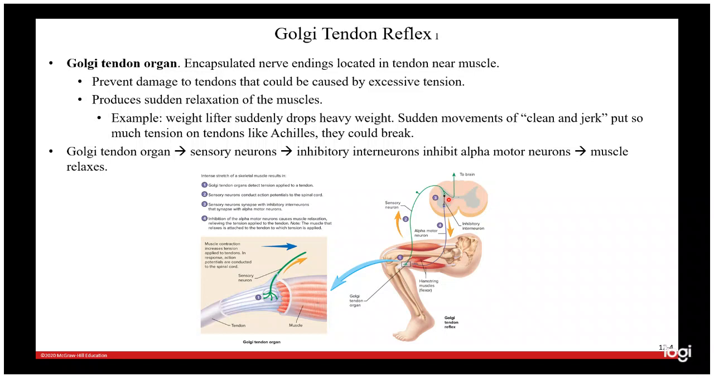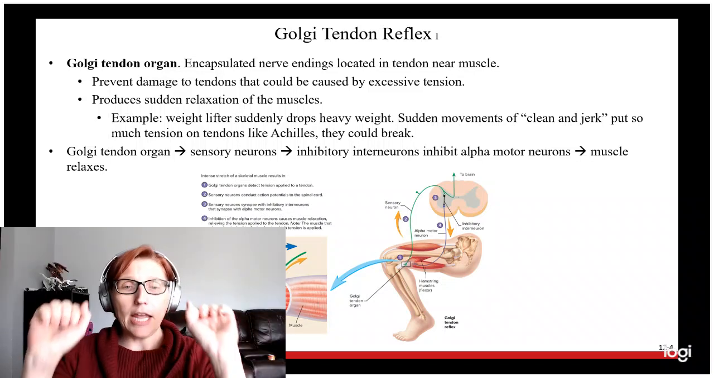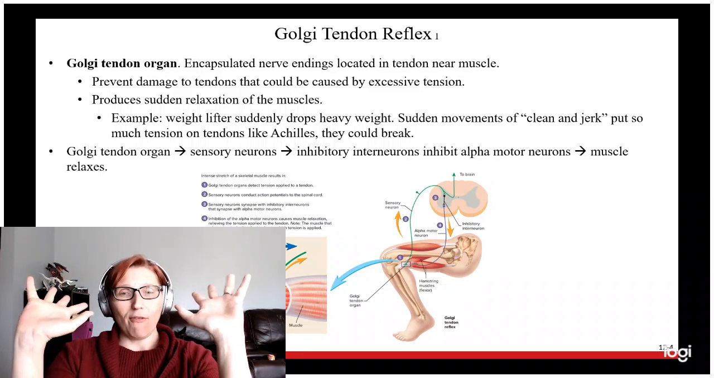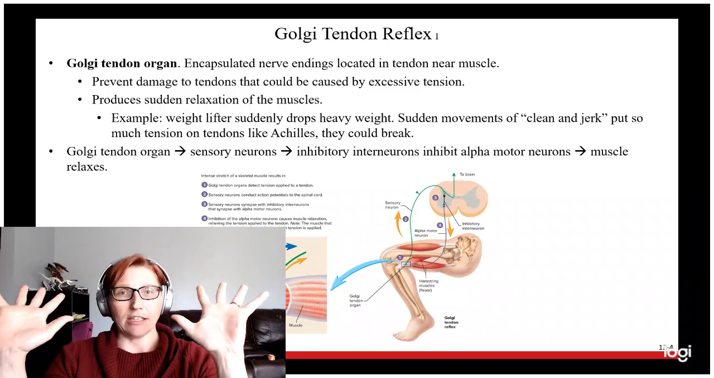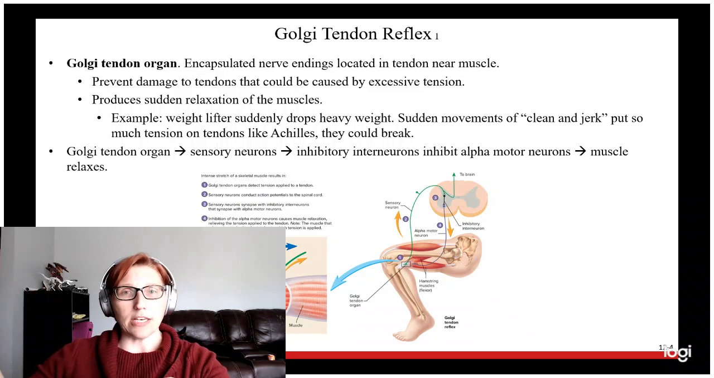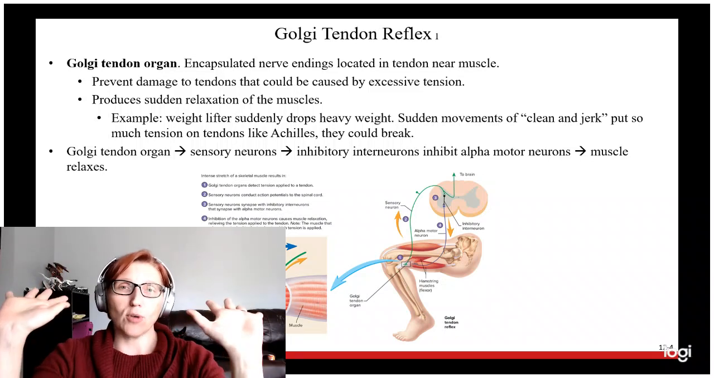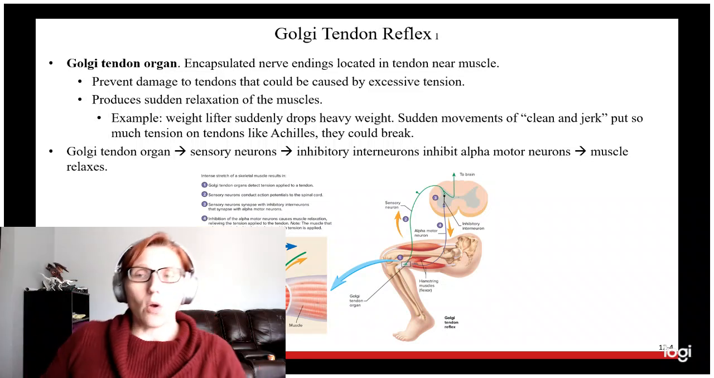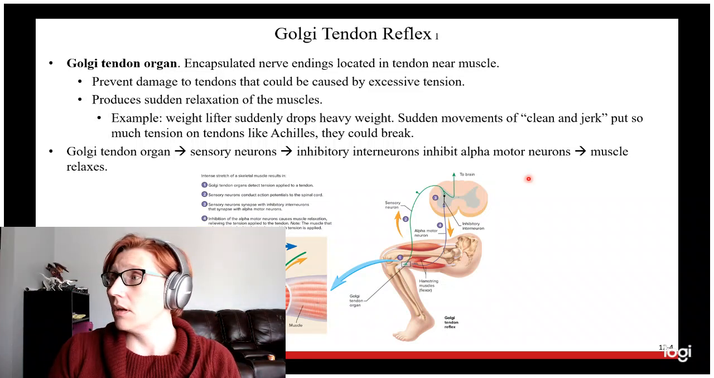So when the muscle relaxes, you're not putting as much tension on that tendon, right? So in the case of the weightlifter, the muscle relaxation is actually in their fingers and in their hands. And that pulls the weight off of that tendon because they've dropped the weight that's causing the problem. So that is the Golgi tendon reflex.